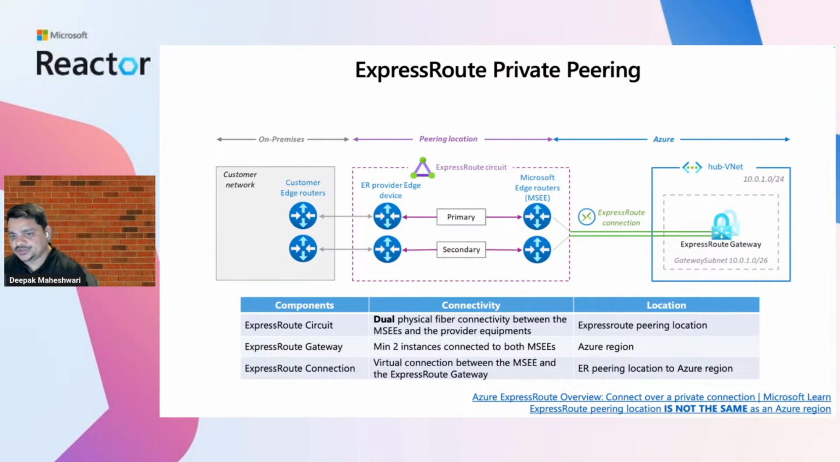Now, these peering locations are highly available. They have redundancy built in, so different redundant devices are used. We have the Microsoft Enterprise Edge routers, called MSEE. These are multiple redundant routers. And from your service provider side, they have redundant devices. So when you are on ExpressRoute, you get two connections, one primary and one secondary. You get two cables, which you can configure to two different devices for high availability from your side. So these are the components which make up ExpressRoute.